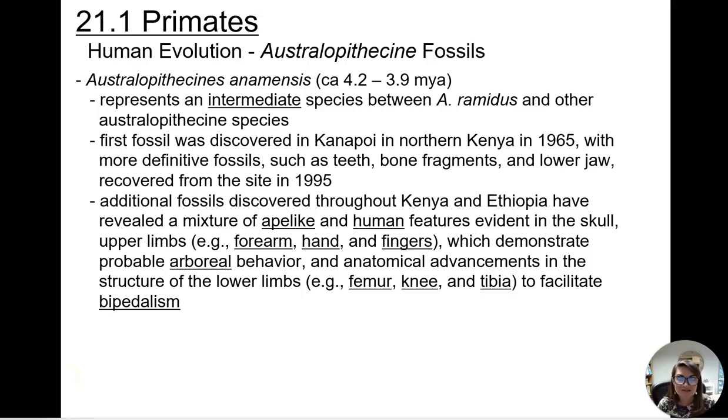Australopithecus anamensis is going to appear about 4.2 to 3.9 million years ago. They're going to represent an intermediate species between Ramidus and other Australopithecine species. The first fossils were discovered in Kanapoi in northern Kenya in 1965, with more definitive fossils such as teeth, bone fragments, and lower jaws recovered at a site in 1995. Additional fossils are going to be discovered throughout Kenya and Ethiopia and have revealed a mixture of ape-like and human features evident in the skull, upper limbs like the forearm, hand, and fingers, which are going to demonstrate probable arboreal behavior, and anatomical advancements in the structure of the lower limbs like the femur, knee, and tibia. That's going to help to facilitate bipedalism.